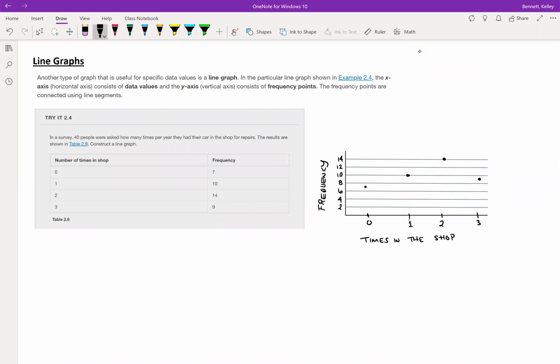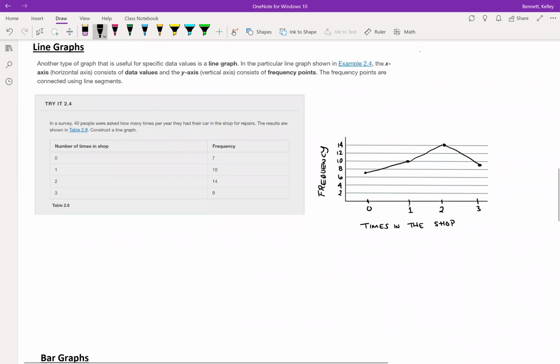And then the way you do the line graph is you just graph all the in-betweens. You just connect the dots. Here, here, and here. So it shows a trend. You do not extend the lines out in either direction. You just do it for the data that you're given. We only have data for 0, 1, 2, 3, so we just connect the lines between 0 and 3.